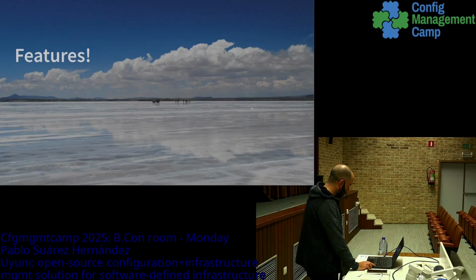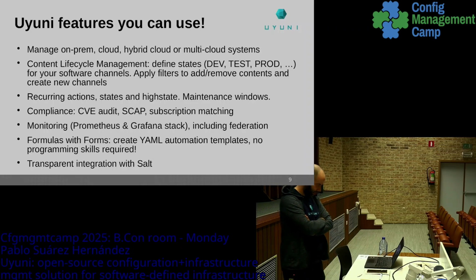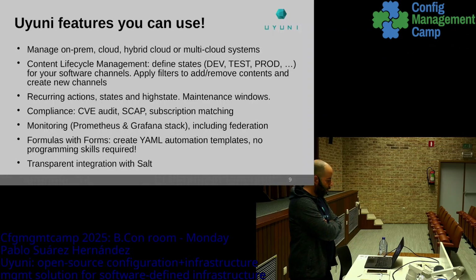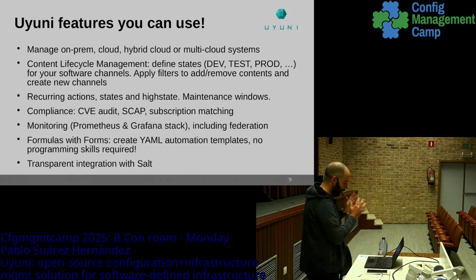Let's talk a little bit about the features. So you can manage, as mentioned, on-prem, but you can also manage cloud, hybrid cloud, and multi-cloud systems. We have content lifecycle management, which is basically a way to define different stages, like development, testing, production.